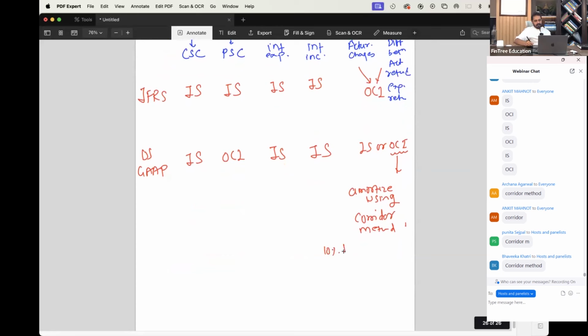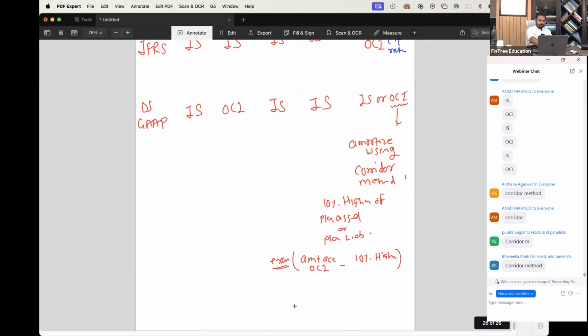What is corridor method? You take 10% of the higher of plan assets or plan liabilities, and then your amount accumulated in OCI minus 10% of higher item. This excess amount is what you need to amortize over remaining service life.